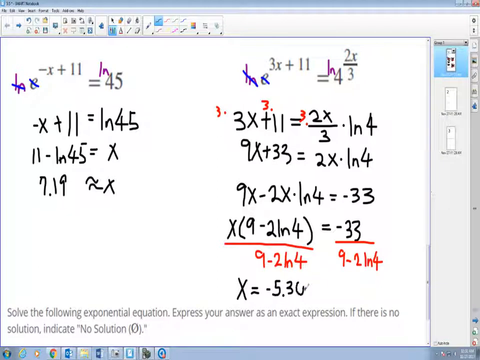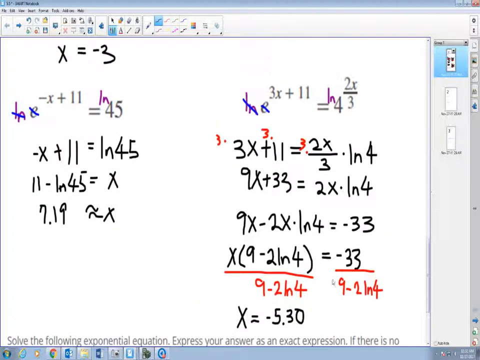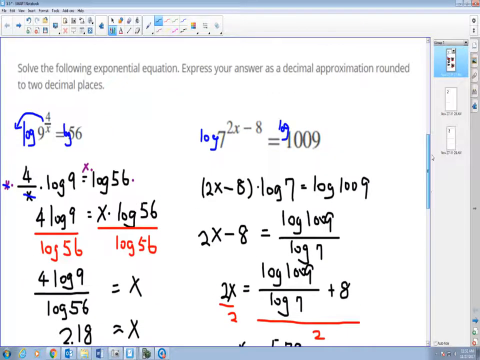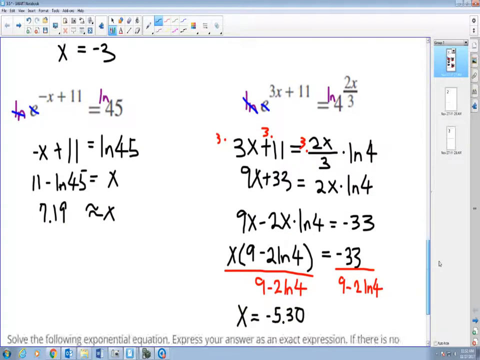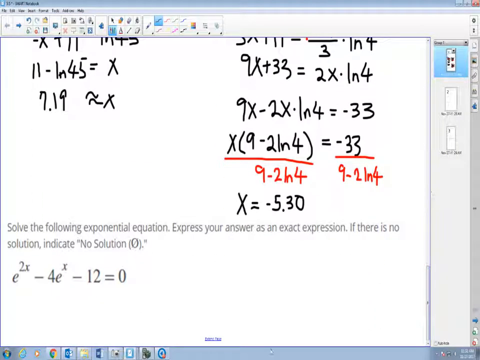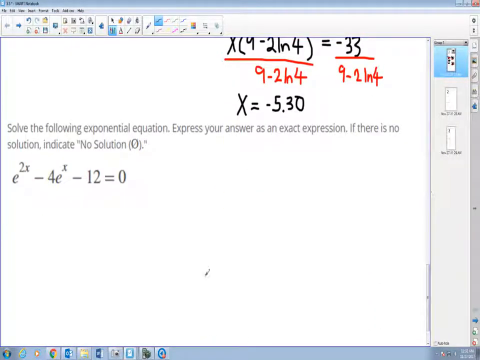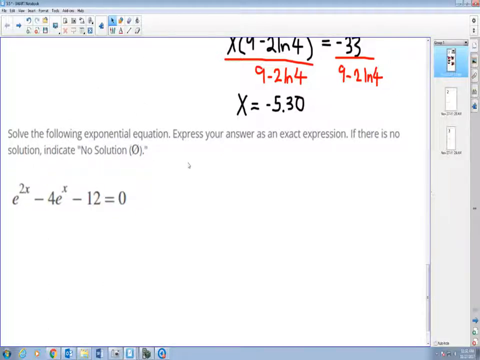Alright, that's how we do this one. It's a slightly different type of problem compared to the one on the left. All these exponential equations up here are 2 terms. This particular exponential equation involves 3 terms, so this one will work differently than all the previous ones.